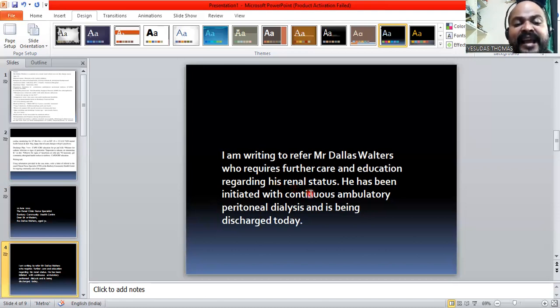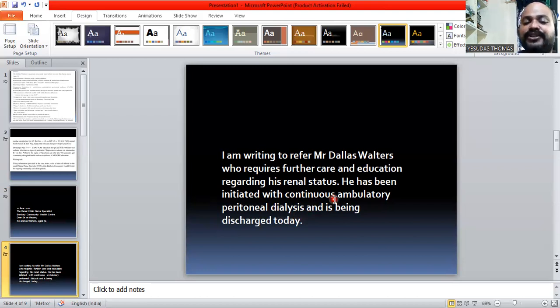So he has been initiated with continuous ambulatory peritoneal dialysis. Don't write a short form in the purpose. Don't go with the abbreviations in the purpose. So go with continuous ambulatory peritoneal dialysis as a whole. It's an expansion for CAPD. In the purpose, please don't write the abbreviations. It's not so recommended.